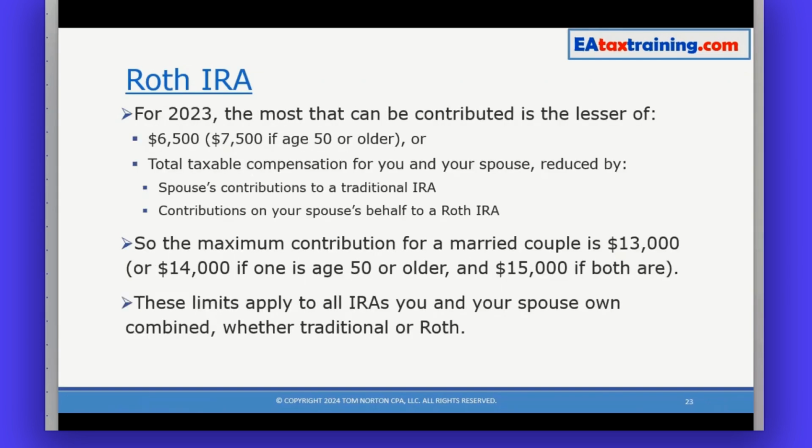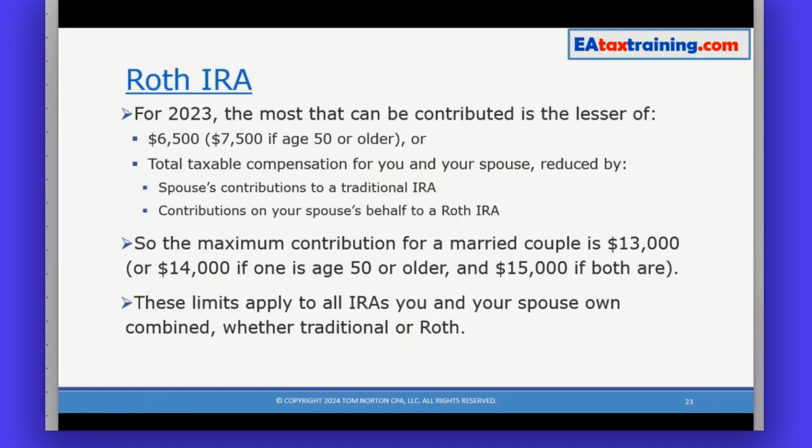The limits are similar. The dollar limits are the same as we talked about before because it's your total contributions to any IRAs. But then we'll talk about who can make those contributions, and it's a little bit different. But this slide is the same. So for 2023, the most that can be contributed to all of your IRAs combined is $6,500 if you're under age 50, $7,500 if you're older. And then, of course, if you are married, then you double those amounts.